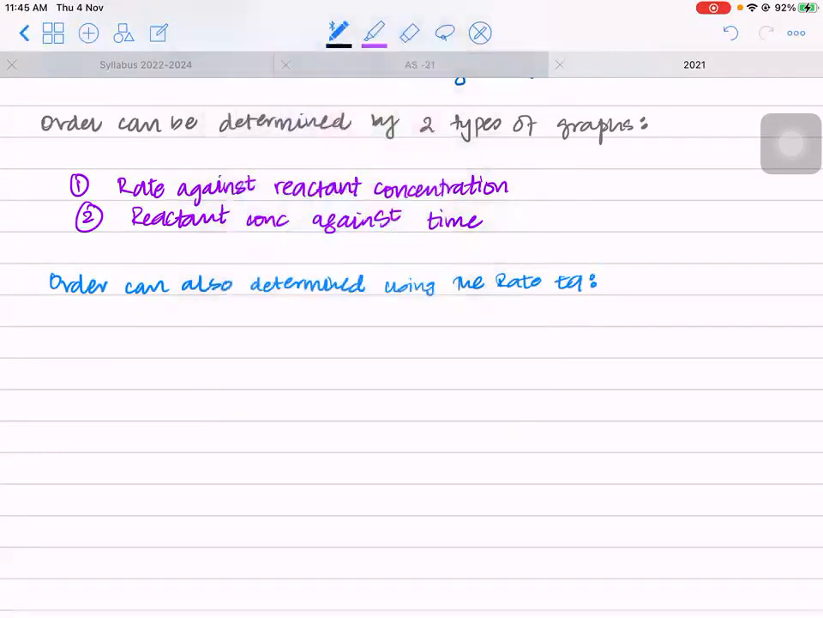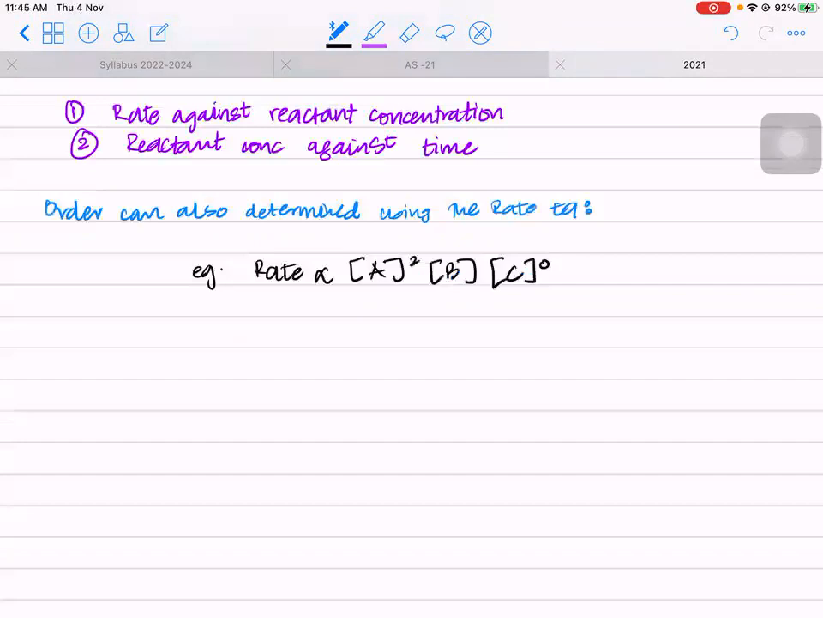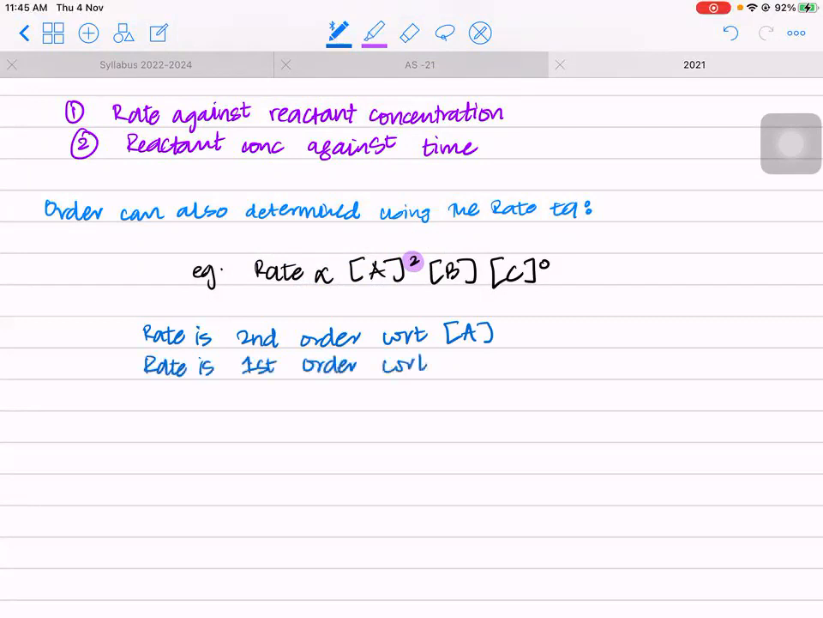So let's see an example of that. For example, if I tell you rate is directly proportional to a square, b, and c raised to the power 0. Can you determine the individual orders by looking at this rate equation? Yes. How? You can say rate is second order with respect to concentration of A, because you see it is raised to the power 2. So we can call this second order with respect to A. Likewise, we can say rate is first order with respect to concentration of B, because you see it is raised to the power 1. And likewise, we can say rate is zero order with respect to concentration of C.